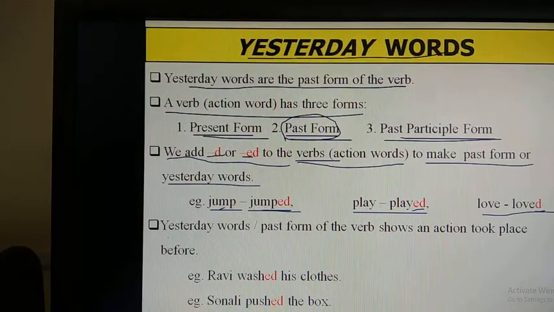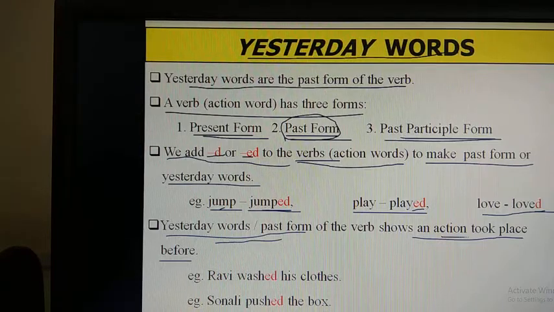Point number 4. Yesterday words or past form of the verb shows an action took place before. So the yesterday words or past form of the verb shows us an action taking place before. That means this past form of the verb gives us a meaning that an action is already completed, the action is already over. For example, Ravi washed his clothes.